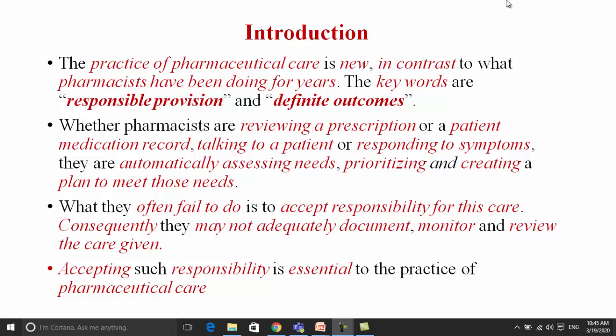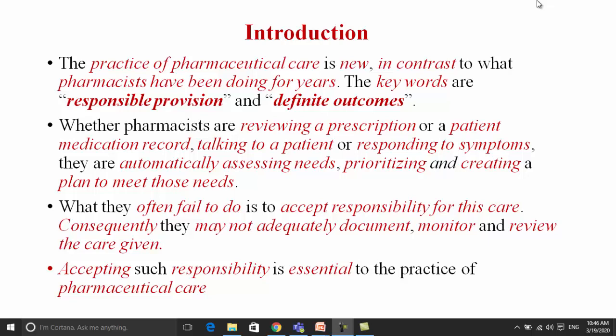Accepting responsibility means that the pharmacist should be competent enough to provide the pharmaceutical care. The pharmacist should have a plenty amount of knowledge about medicine, about information that is related to medicines. We mean here not just a vast amount. The pharmacist should be an expert of medicine, a drug expert. If the pharmacists are not competent enough to be a drug expert or a medicine expert, then they fail to accept the responsibility of providing such type of care.